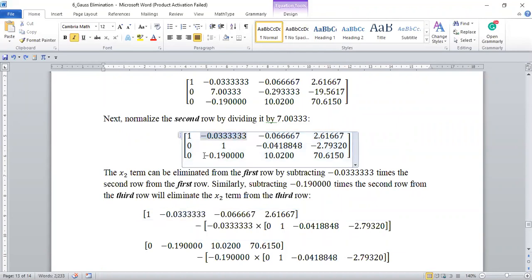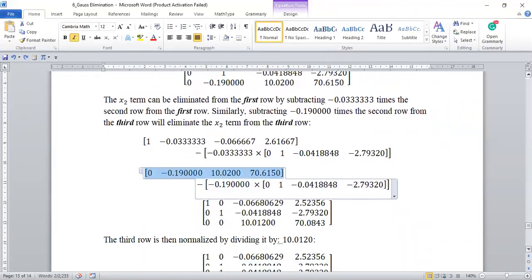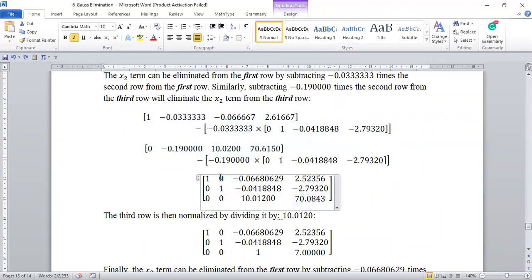So in order to zero out this, you multiply this coefficient that is highlighted by the second row. Then the result of the multiplication, you subtract it from the third row because it's the third row you want to zero out. Then if you do that, we are going to arrive at this. So you zeroed out this and you zeroed out this.